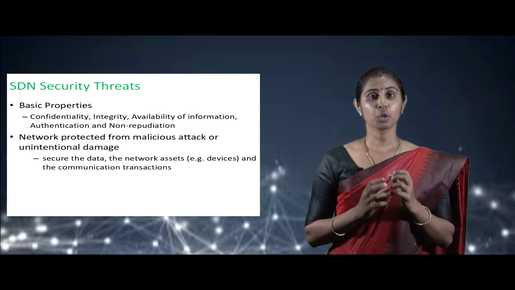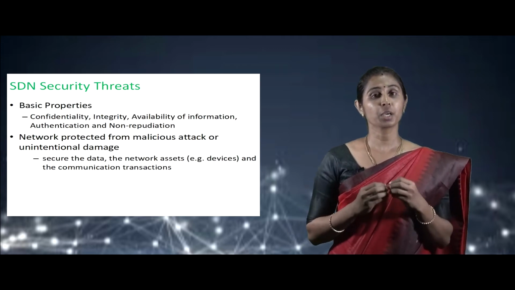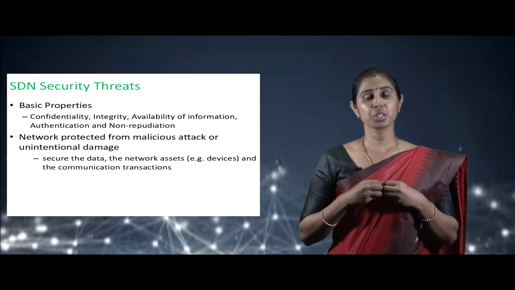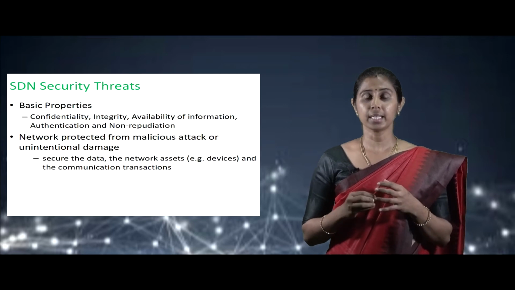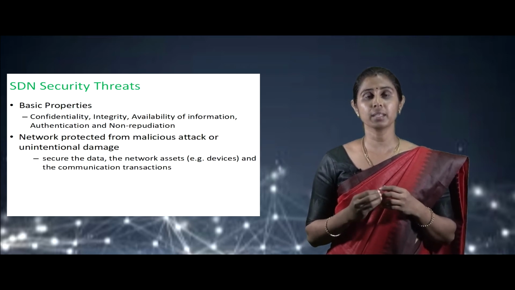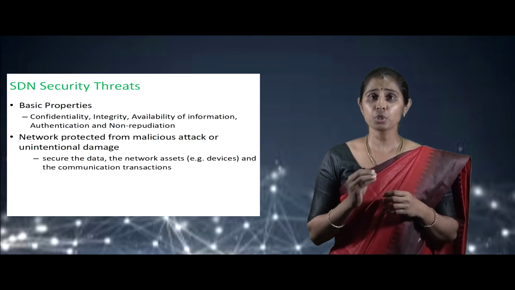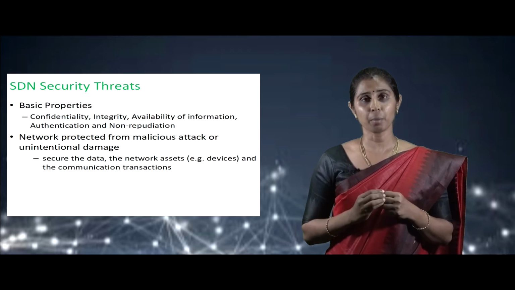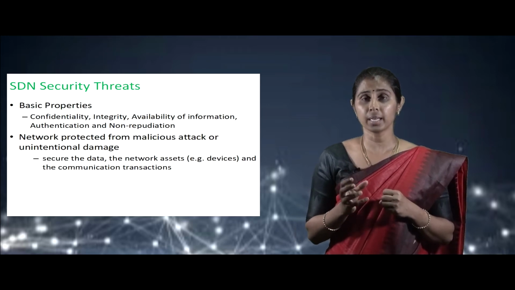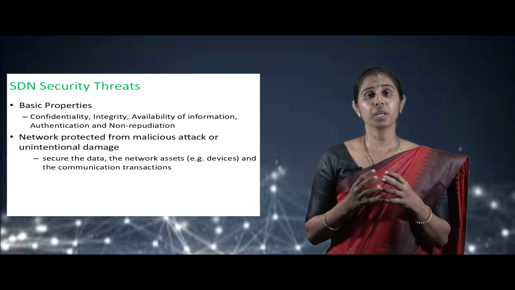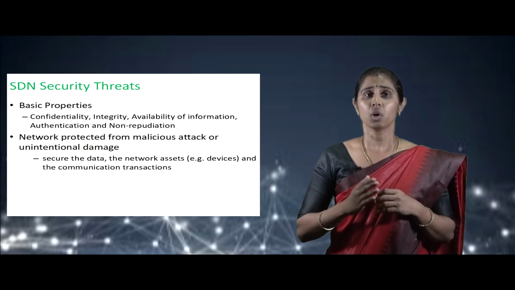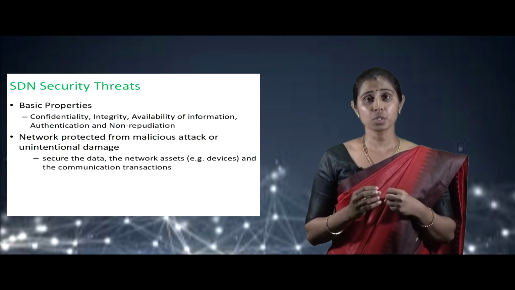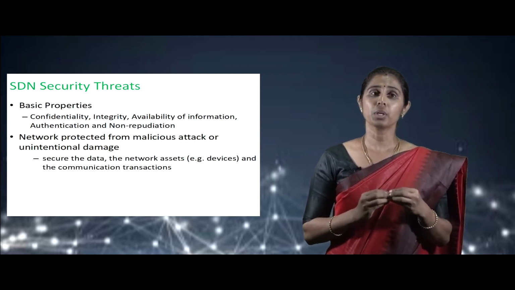Now we are going to see the core part of our topic, SDN security threats. The basic properties to build a secure communication network are confidentiality, integrity, availability of information, authentication, and non-repudiation. In order to provide a network protected from malicious attack or unintentional damage, it is important to secure the data, the network asset, and the communication transaction across the network. The alteration to the network architecture introduced by SDN can be assessed to ensure that network security is sustained.